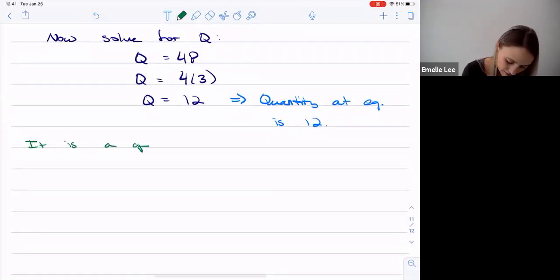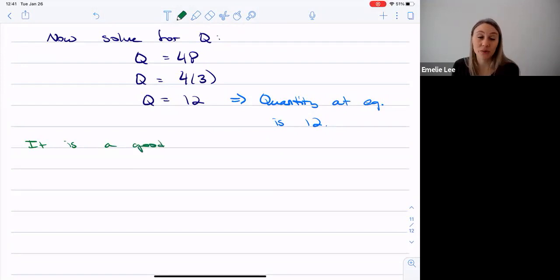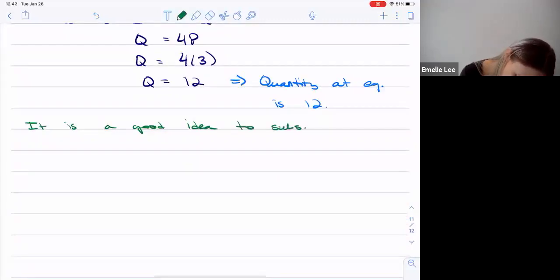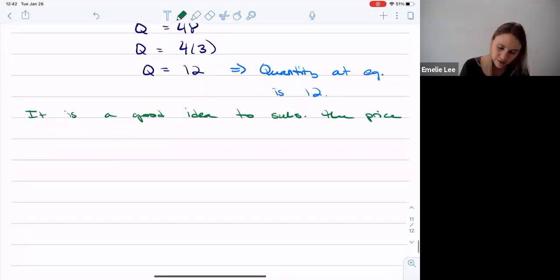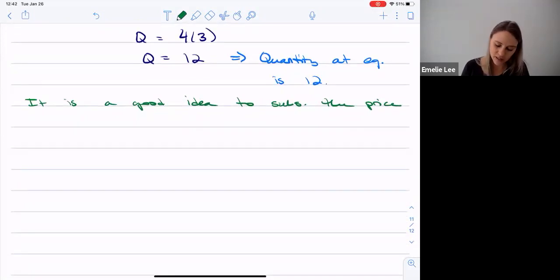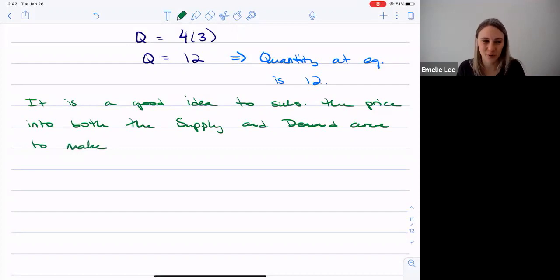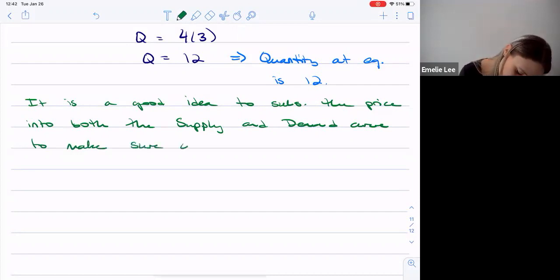It is a good idea to substitute it into both equations just to make sure, right? So it is a good idea to substitute the price, or in general, the value that you found, right? Sometimes it'll be easier to solve for Q first, but in this case, it's the price. So it's a good idea to substitute the price into both the supply and demand curve, to make sure we find the same quantity.